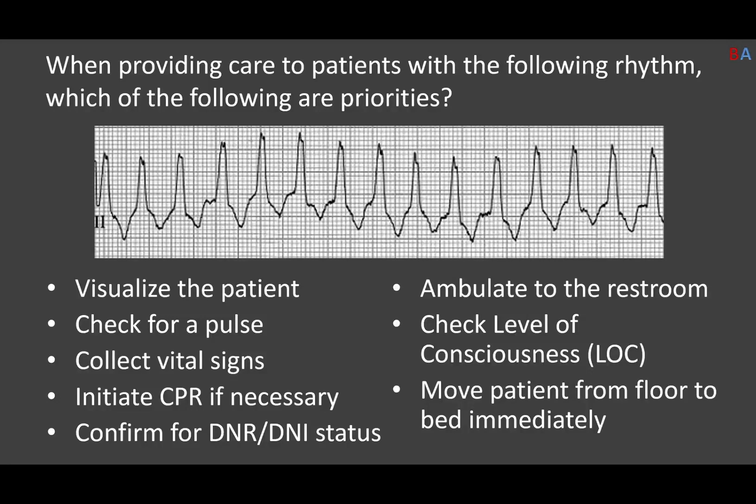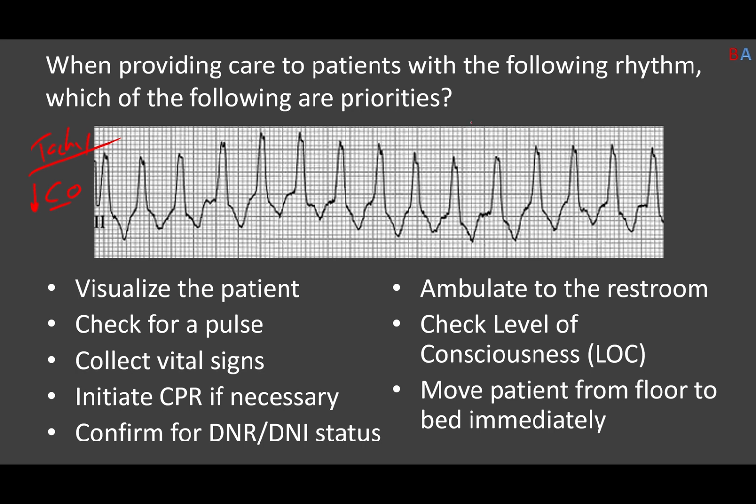When providing care to patients with the following rhythm, which of the following are priorities? So just looking at this without even figuring out what it is exactly, you can tell that it's tachycardic. And so whenever a patient has a rhythm that's going this fast, which you can go through and figure out, you're running the risk of having a decreased cardiac output. And that's what's going to drive your cares. So you get in the room, what do you do for that patient?